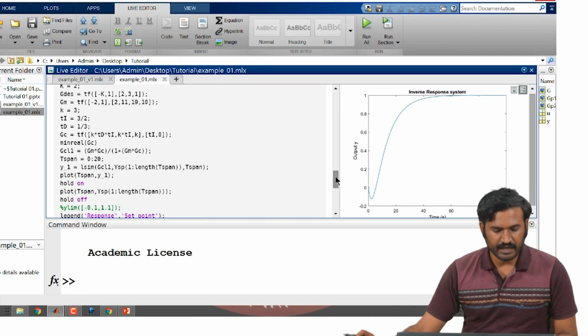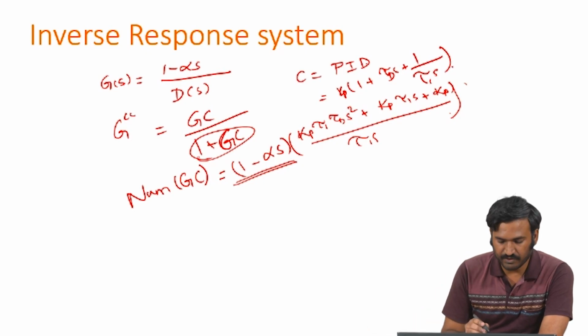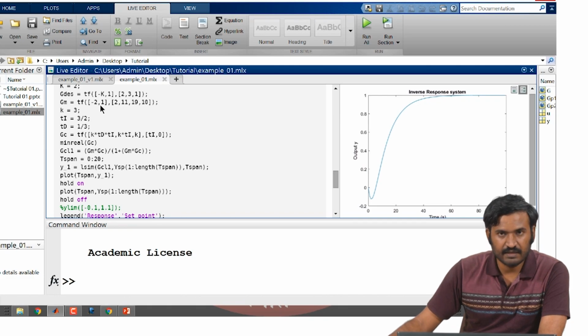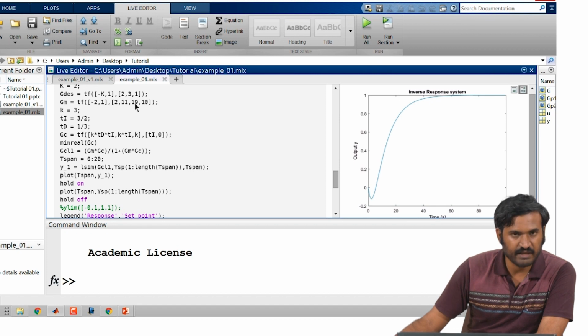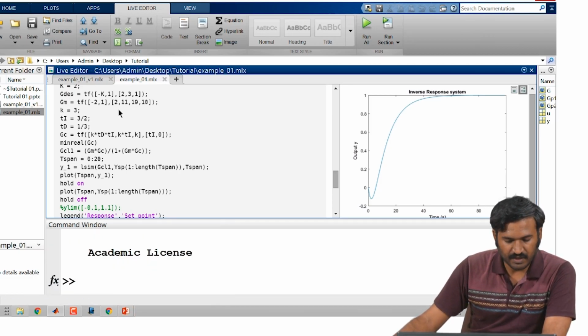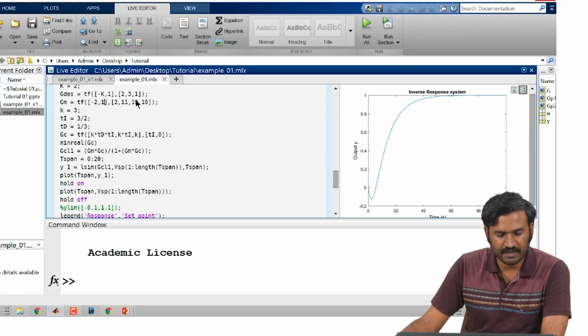So, here I have taken a system where there is one RHP zero. The system description is given here. As you can see, I have given 1 minus 2s as the zero in the numerator, and the denominator coefficients are 2, 11, 19 and 10. So, this controller works out to have the parameters k to be 3, tau I to be 3 by 2 and tau d to be 1 by 3. So, using this controller, we are going to control the process mentioned in this model transfer function, which is 1 minus 2s divided by 2s cube plus 11s square plus 19s plus 10.